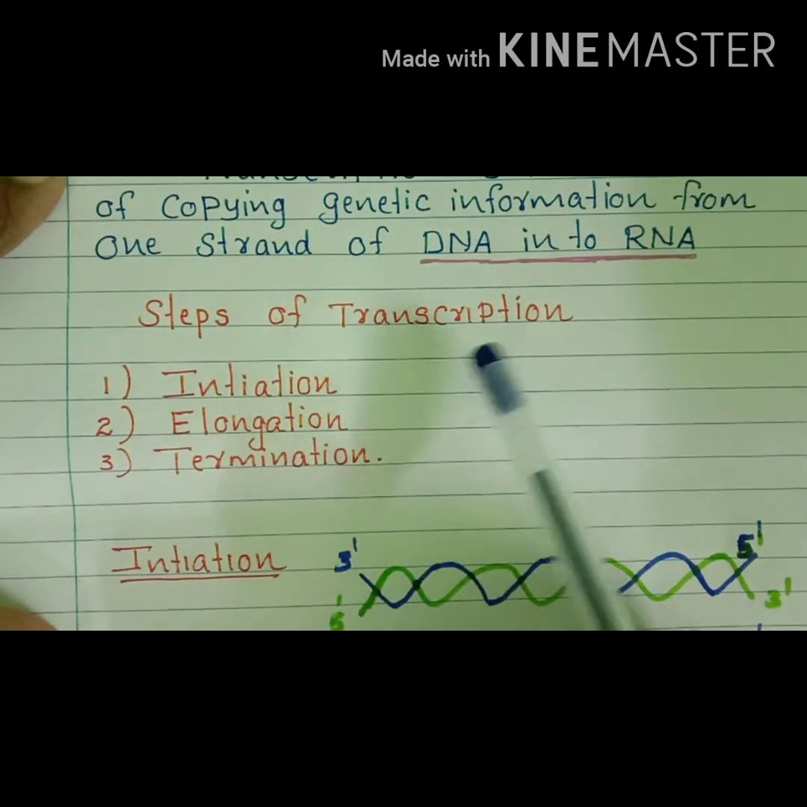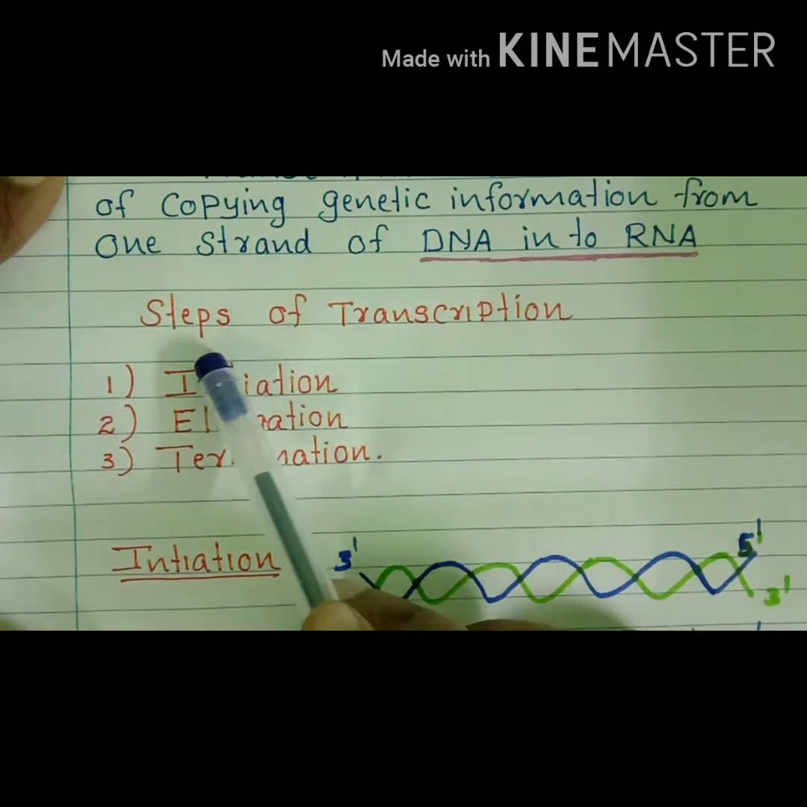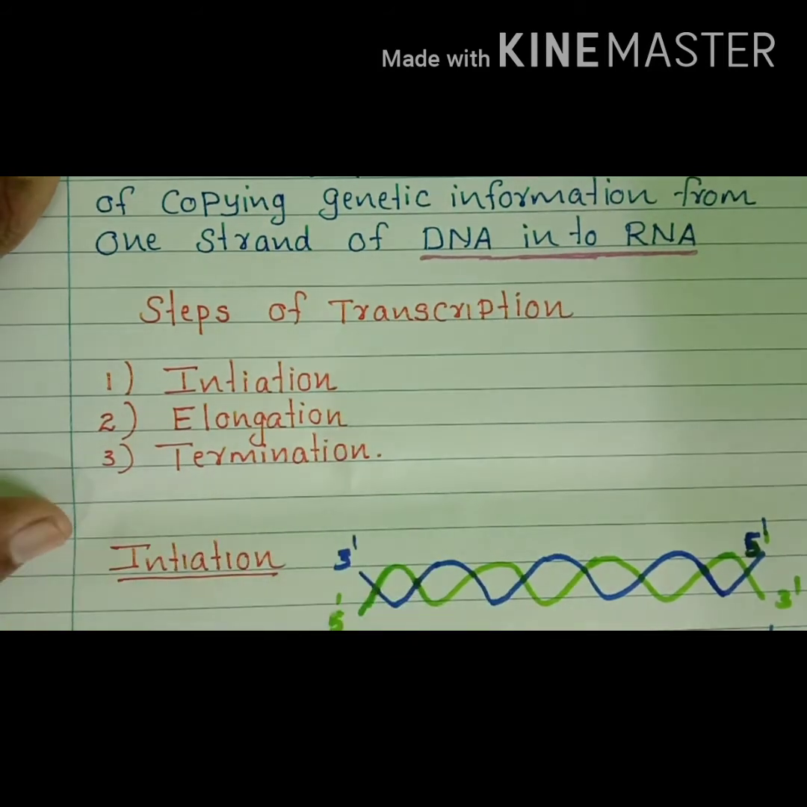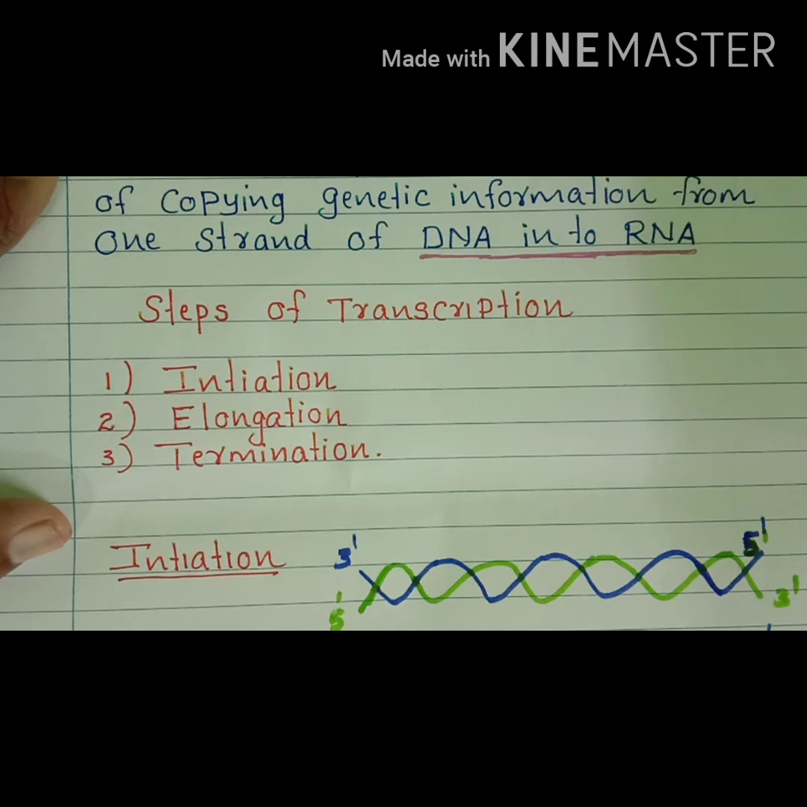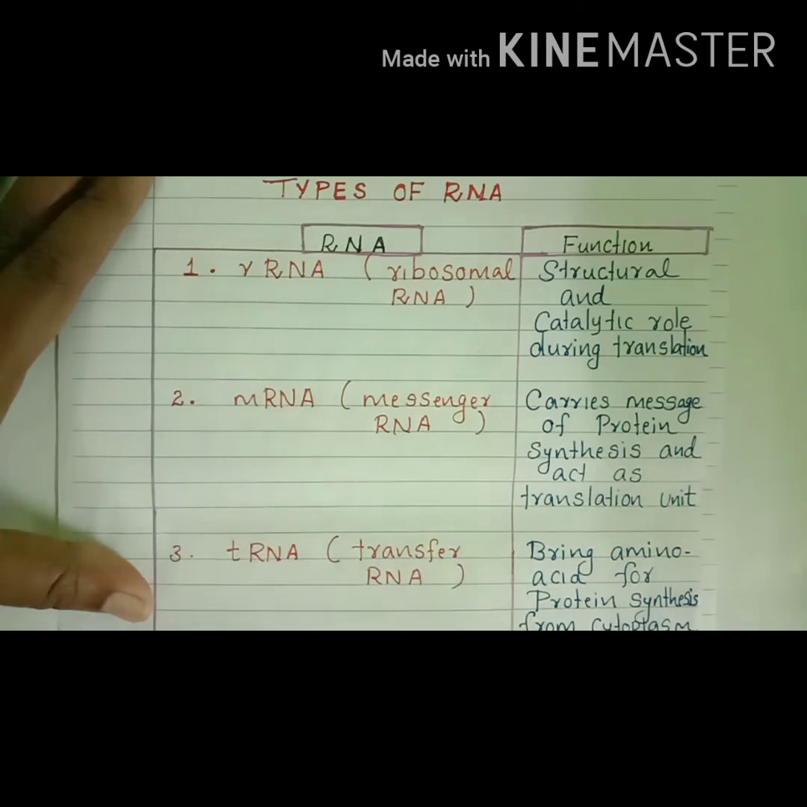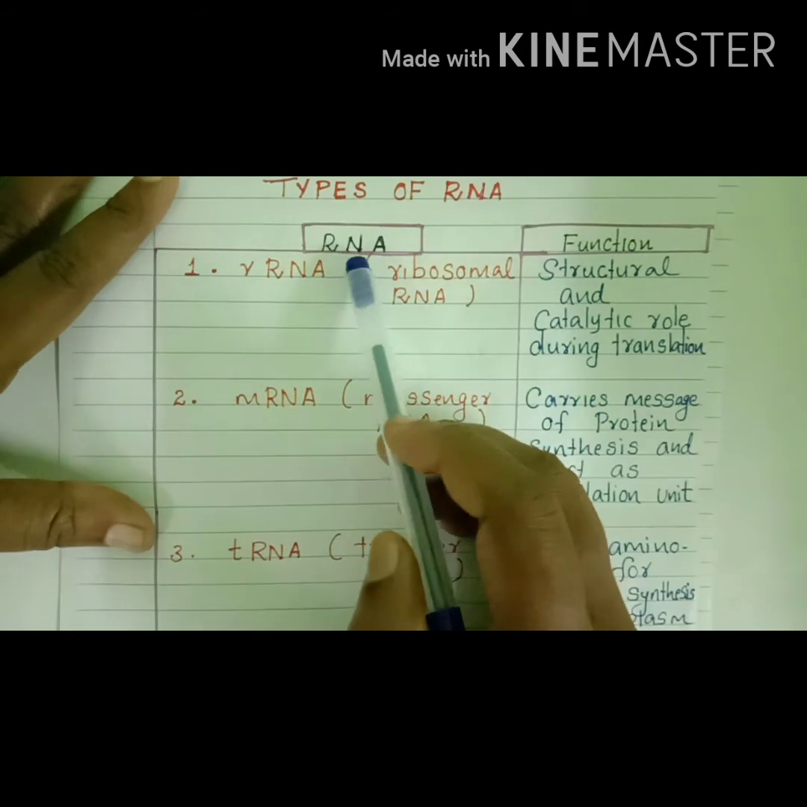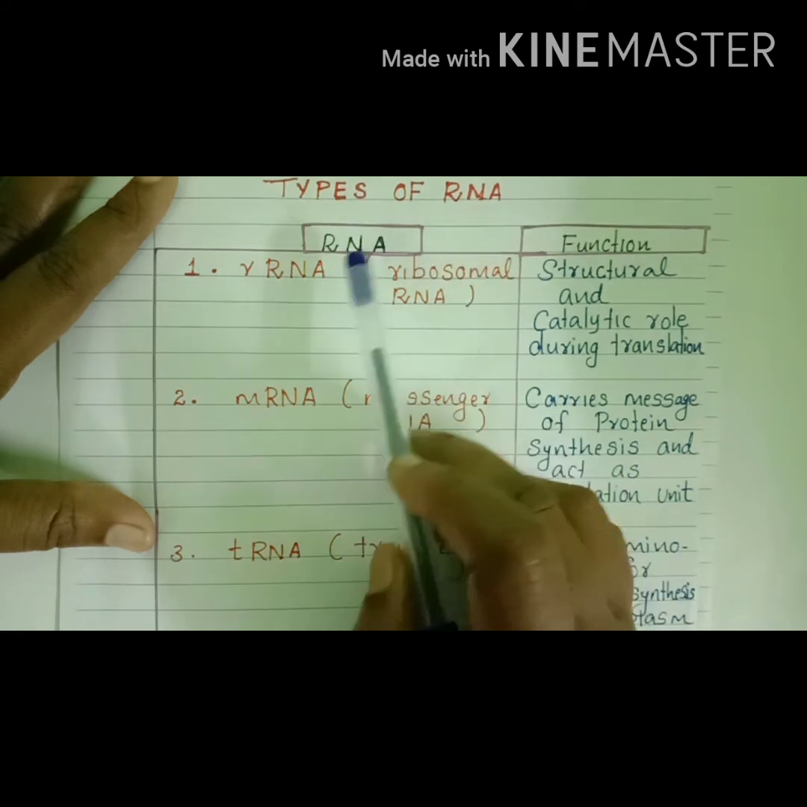The 3 main steps of transcription that we have studied here are initiation, elongation and termination. So the steps of transcription are overall the same in both eukaryotes and prokaryotes. But some differences are there. In transcription, both eukaryotes and prokaryotes show the same steps, but there are some differences based on transcription. Before the differences between eukaryotes and prokaryotes in relation to transcription, we have to study another topic, that is the types of RNA. There are 3 types of RNA present.